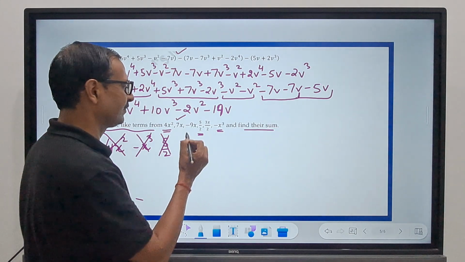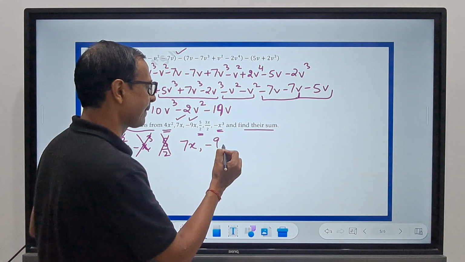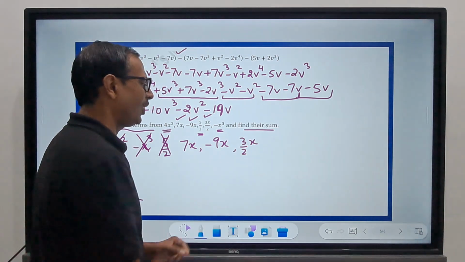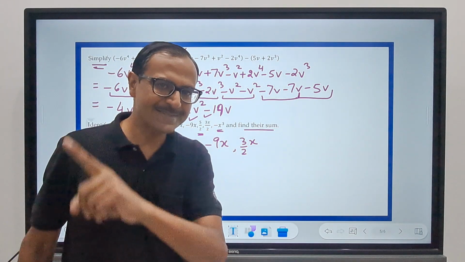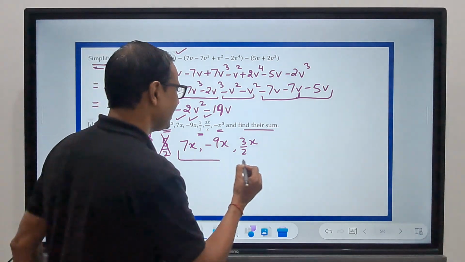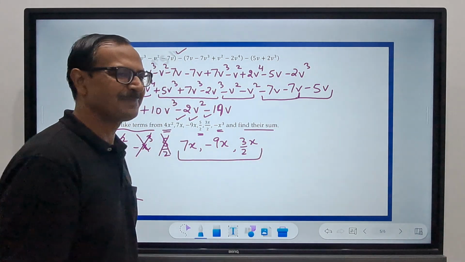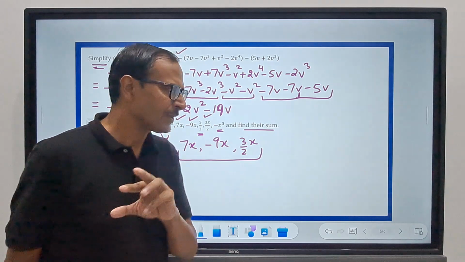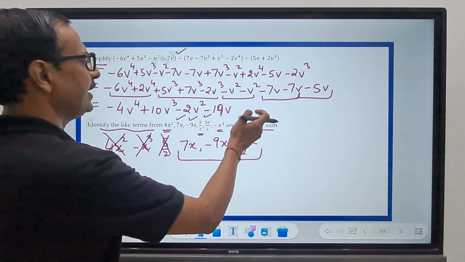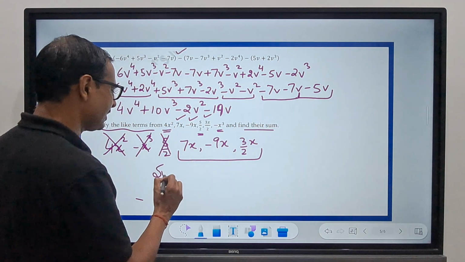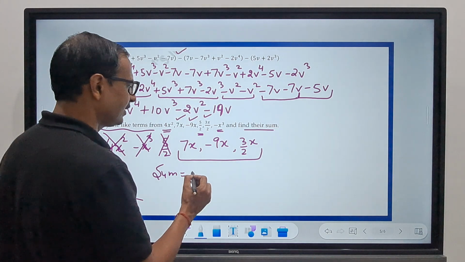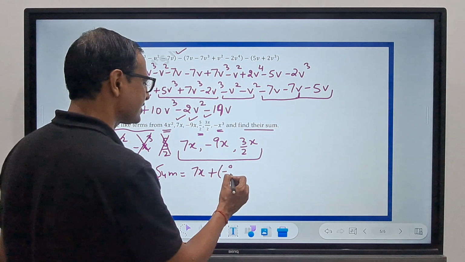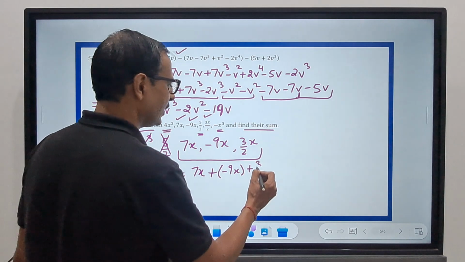7x, minus 9x and 3 by 2x. Wow. All 3 of them contain x, and therefore these 3 are like terms. So we have identified the like terms now containing the same variable. All we need to do is to find their sum. The sum will be when you add 7x, add minus 9x and add 3 by 2x.